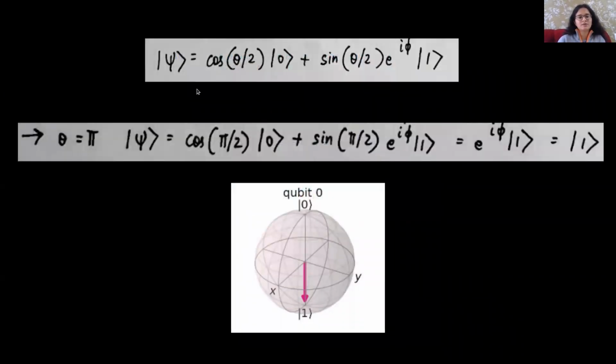So again, this was the general formula of the Bloch sphere that we had determined earlier. And in this case, theta, the angle of this qubit with the z axis, is 180 degrees or pi. So if we put theta as 180 degrees in this equation, we get 1, which is what we were expecting. And again, in this situation also, no matter what the angle phi is, we will get 1.